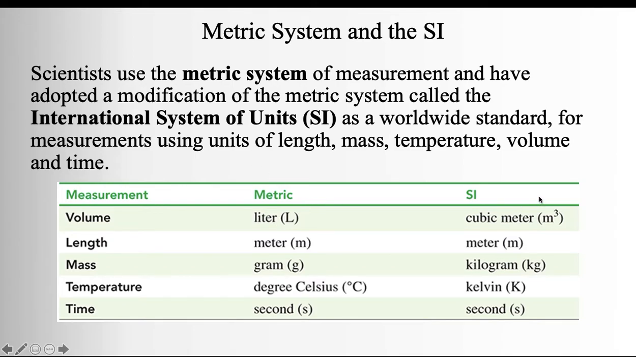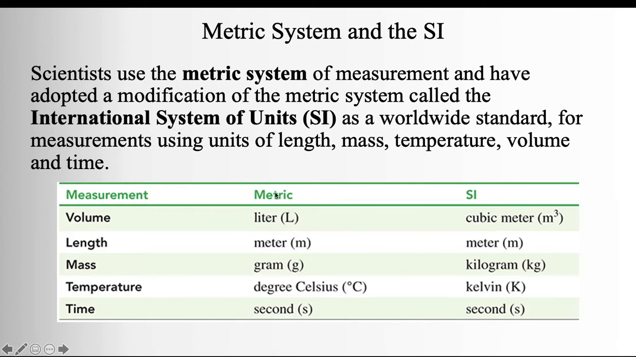The main measurements will include units for length, mass, temperature, volume, and time. And there's another one, but we're not going to talk about that. That deals mostly with physics. But the length, mass, temperature, and volume we're going to use extensively. These are the main units, called the base or basic units. And here are the units in metric and the International System, or SI units.